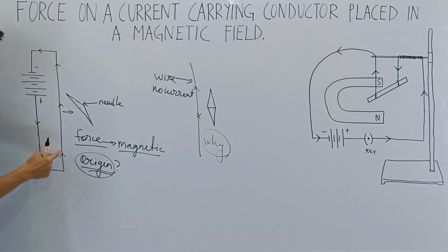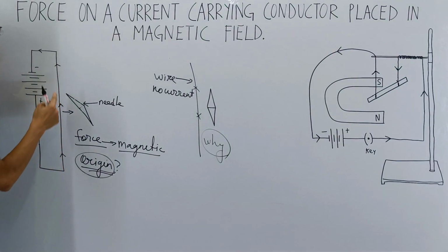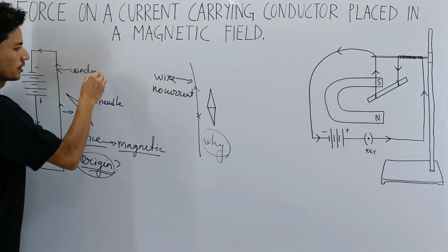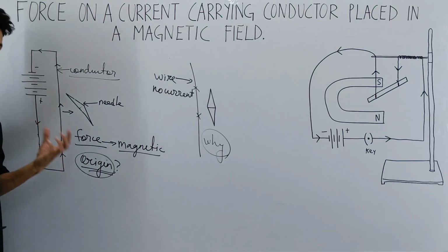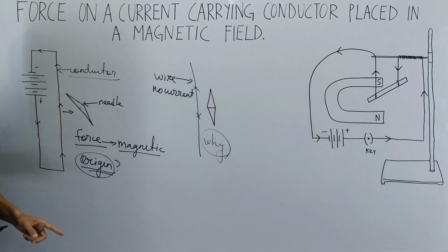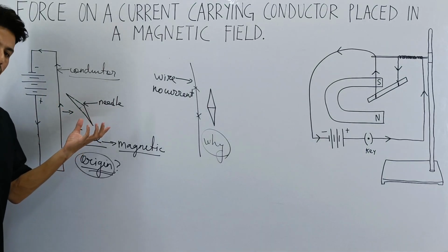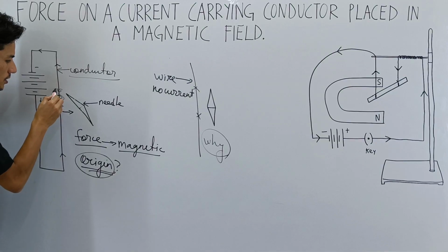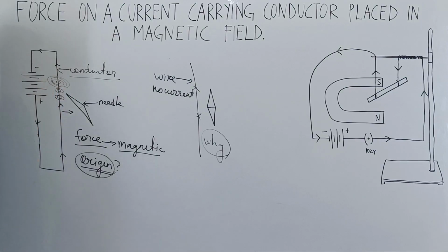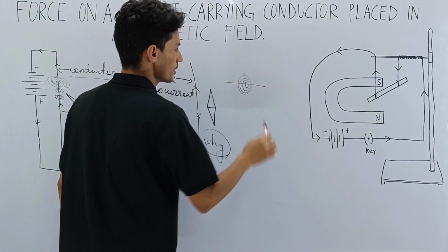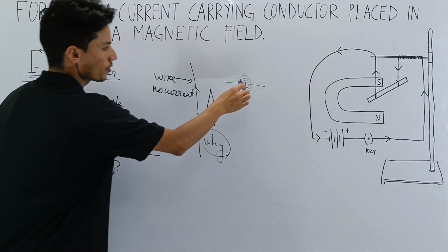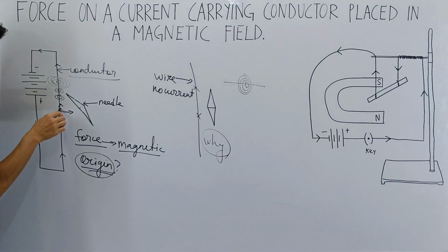But, my dear students, this wire which is carrying a current, which has now become a current carrying conductor, now produces magnetic field. And what is the nature of the magnetic field produced by a current carrying wire? It is circular, concentric circles, is it not? A straight current carrying wire produces magnetic field in the form of concentric circles. So this current carrying wire is producing magnetic field in the form of concentric circles.